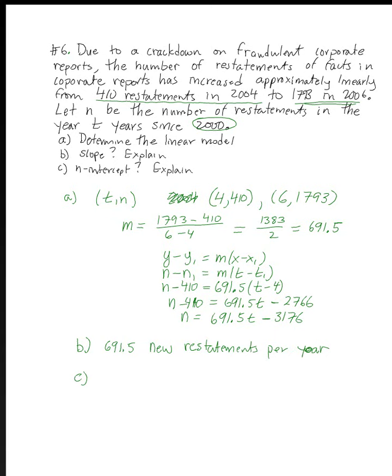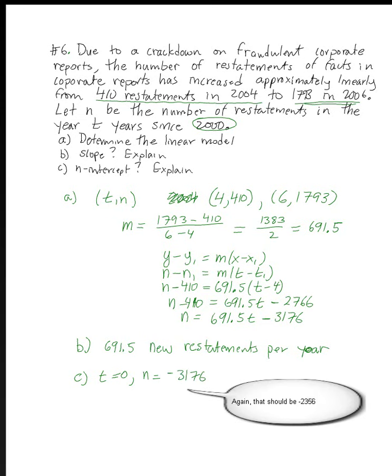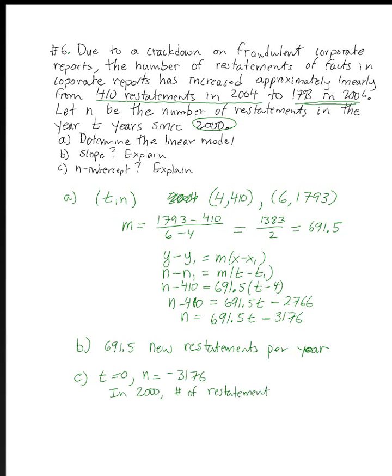Part C, to find the n-intercept, I let t equal 0. T equals 0, I plug that in. N equals minus 3176. So that means in the year 2000, that's where we're starting, number of restatements equals negative 3,176. That really doesn't make any sense. The number of restatements can't be negative.